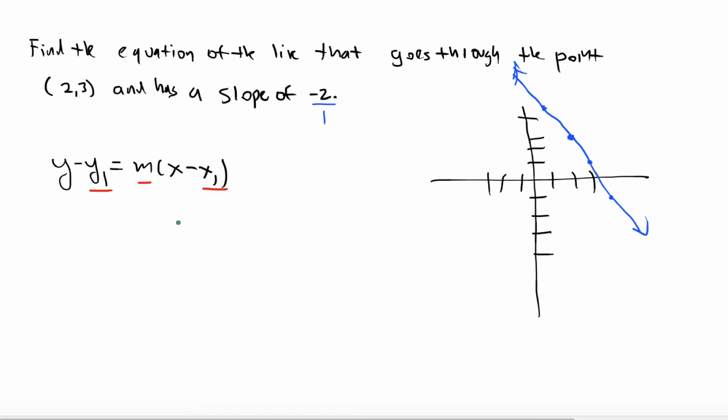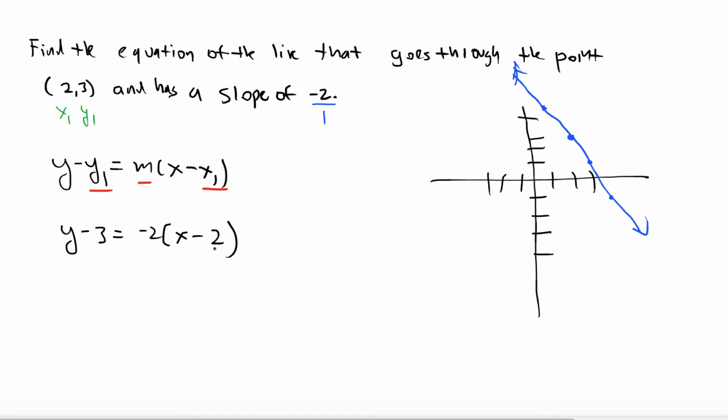Well, let's think about it. Do we know the slope? Yes, we have the slope here. And we also have the point, right? This is x1, this is y1, so we can just go ahead and plug these values into the equation as we see them. So y minus y1, but what is the y1 value here? It's 3, is equal to the slope, which is -2, times x minus x1. And what is the x1 value here? It's going to be 2.